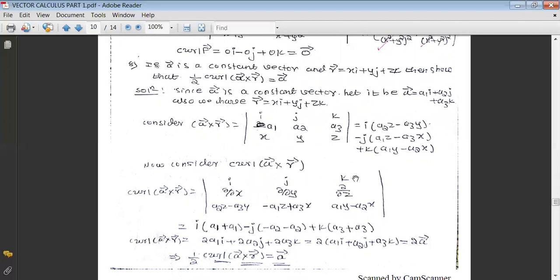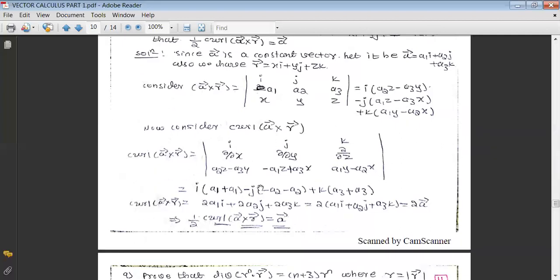Now i, j, k are the elements of the first row of the determinant. The second row elements are the components of del, they are dou by dou x, dou by dou y, dou by dou z. And the third row elements are the components of a bar cross r bar. They are given here: a2z minus a3y, that's the first component. Then a1z minus a3x, the second component. When you multiply the negative sign, this becomes minus and this becomes plus. And the third component is a1y minus a2x.